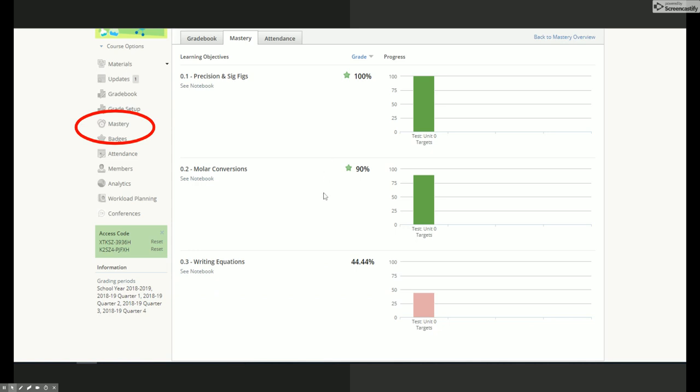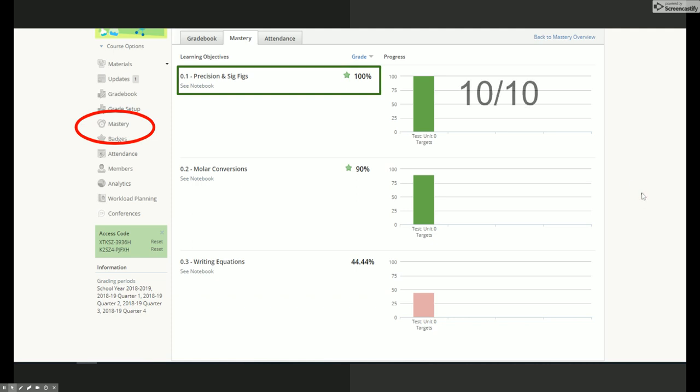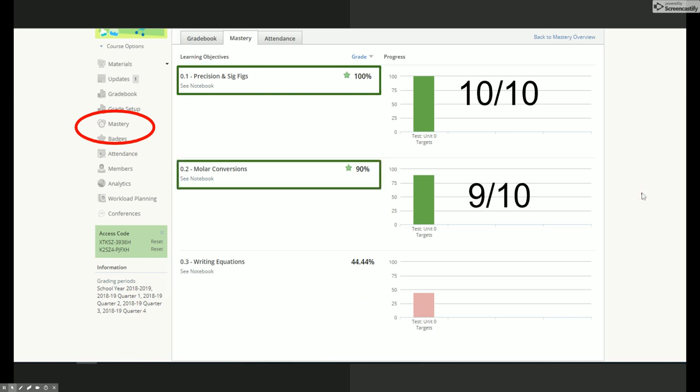Now, yours may be out of order, and the reason for that is this is just an order of which targets were done well versus which targets were not done so well. And so here you can see that this person got 100% on that 0.1 target. That's really good. Now that's what's going to go in the gradebook. I'm going to make that a 10 out of 10 in the gradebook. Now molar conversions, this person got a 9 out of 10. And that's awesome. So actually this gives us a little bit more information about the student.